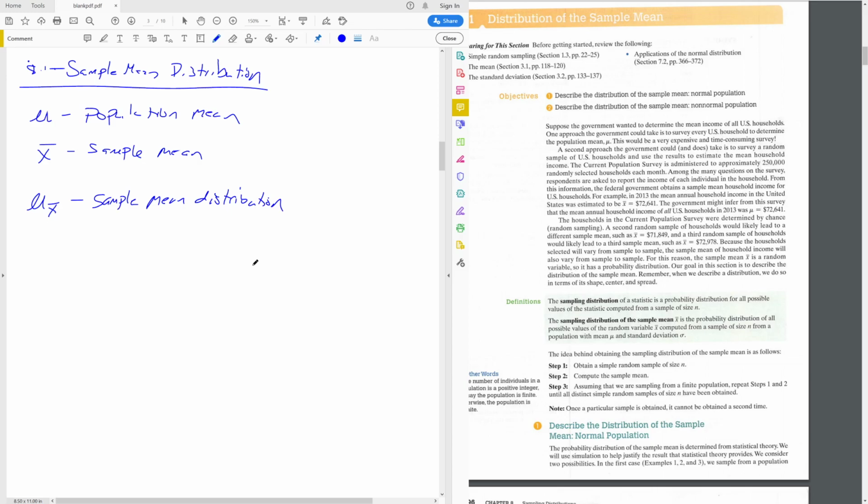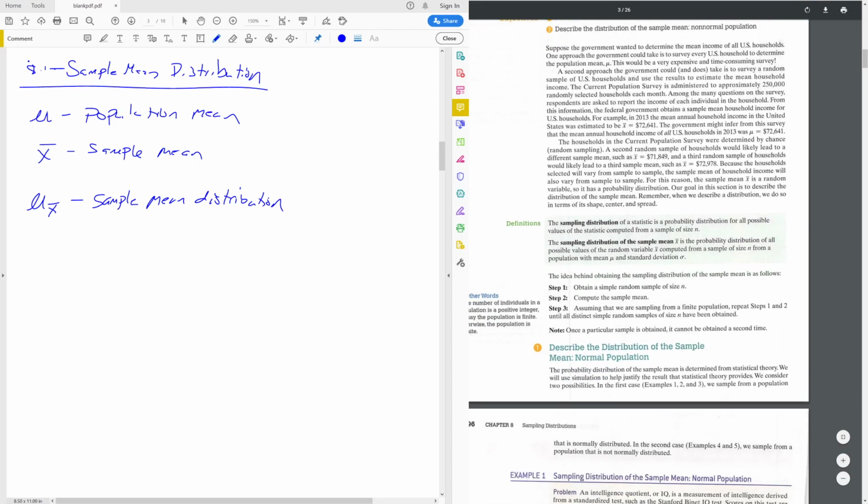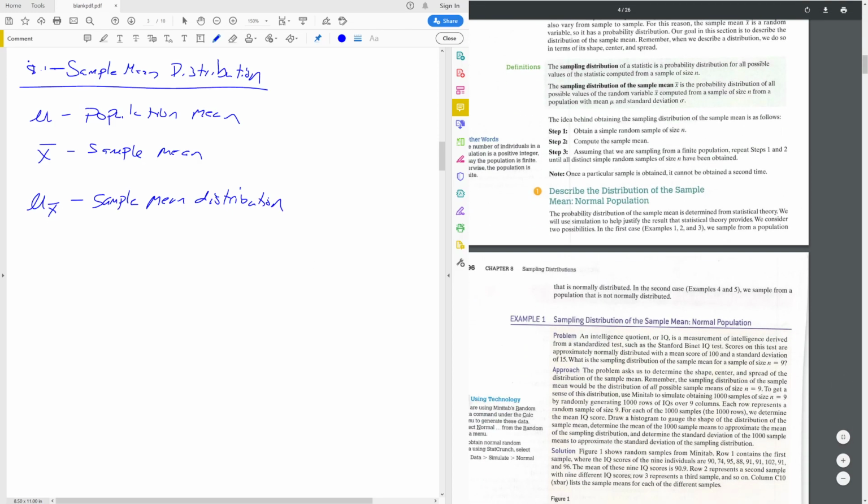Okay, so there's a definition part over here. The sampling distribution of a statistic is a probability distribution for all possible values of the statistic computed from samples of size n. And then the sampling distribution of the sample mean X bar is the probability distribution of all possible random variables, so all possible averages. So that's the idea.